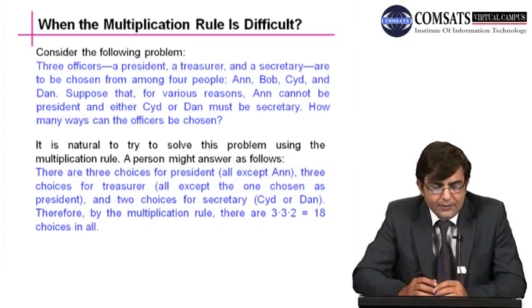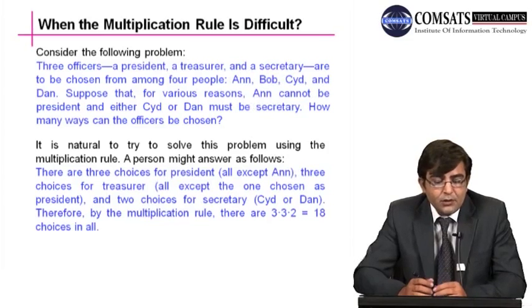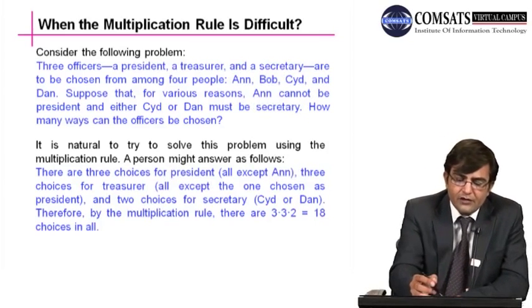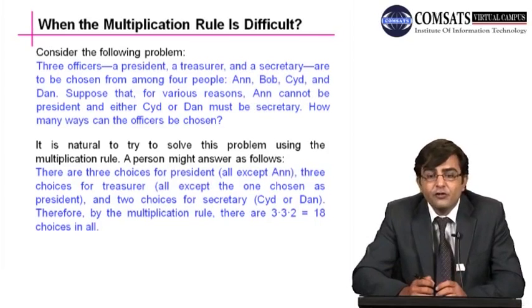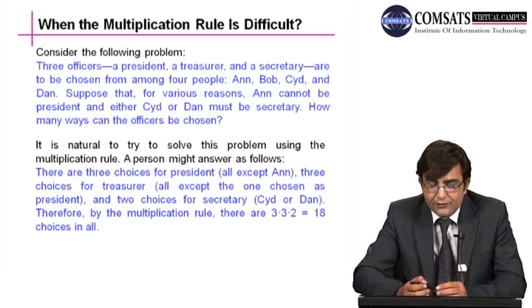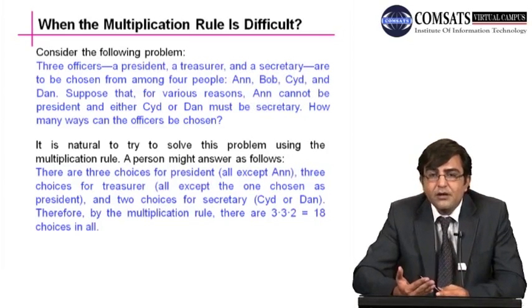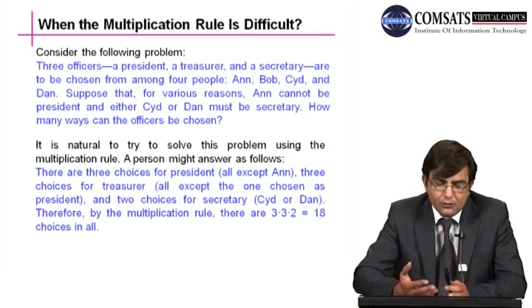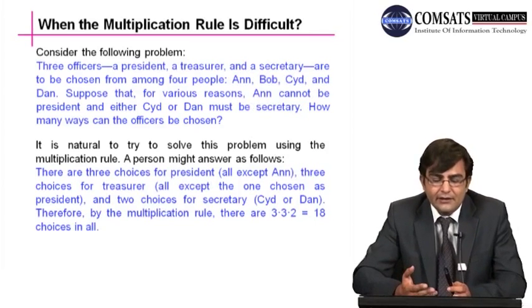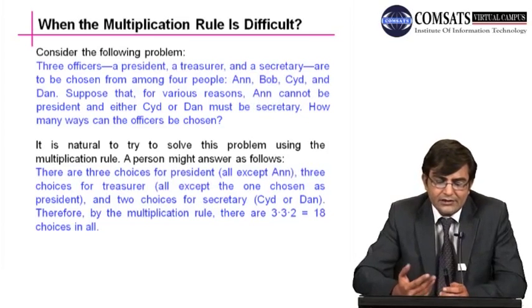We'll discuss this in this example. The problem is we have to choose 3 officers: a president, a treasurer, and a secretary are to be chosen from among 4 people. We have to choose 3 people from 4 people, and we have to give them some post in an office. For example, a president, or you can say the director.